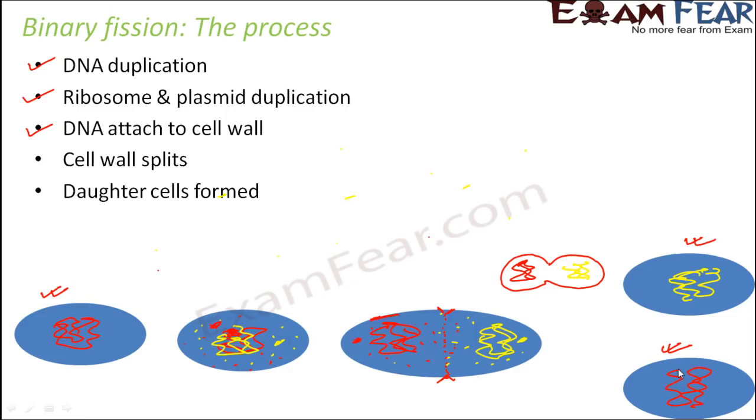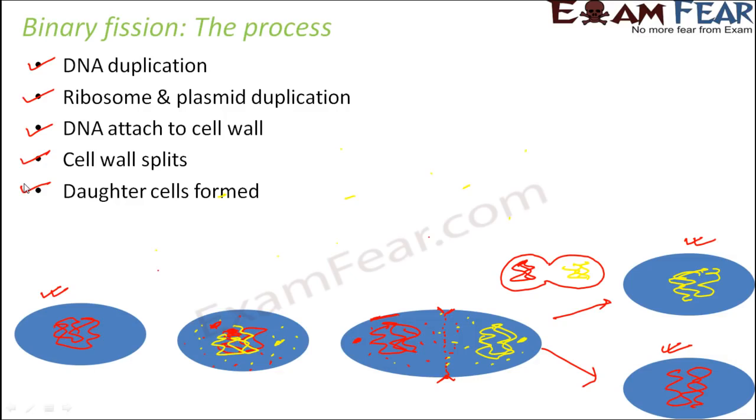So there are two copies of DNA now. One copy is taken by each daughter cell. So this is how identical daughter cells are produced. This process is pretty simple, not too much of complication. It is just that DNA, ribosome and plasmid, everything gets duplicated and then the cell gets split and each of the daughter cells gets one copy of each DNA, ribosome as well as plasmid.